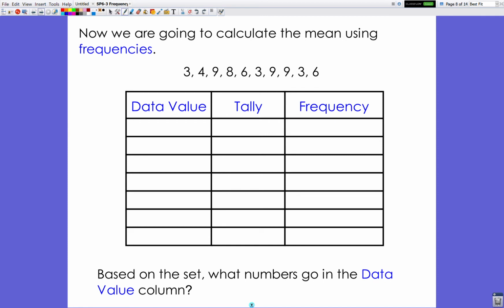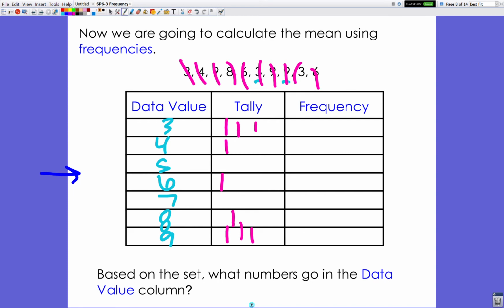So let's first fill out our tally chart so that we can figure out our frequencies, and then we're going to use our frequencies to calculate the mean. So based on this set, what numbers would go in our data value column? Well, our lowest number in the whole data set is a 3, and our highest is a 9. So we'll go from 3, 4, 5, 6, 7, 8, 9. Now we'll get our tallies. So 3 gets 1, 4, 9, 8, 6, 3, 9, 9, 3, 6.